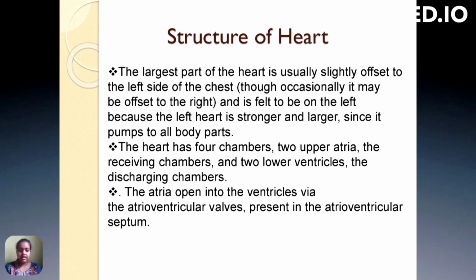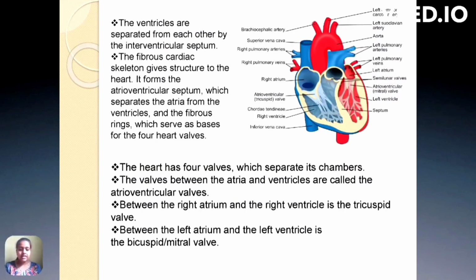The right atrium and the right ventricle together are sometimes referred to as the right heart. Similarly, the left atrium and the left ventricle together are sometimes referred to as the left heart. The interatrial septum separates the atria, and the interventricular septum separates the ventricles. The fibrous cardiac skeleton gives structure to the heart.